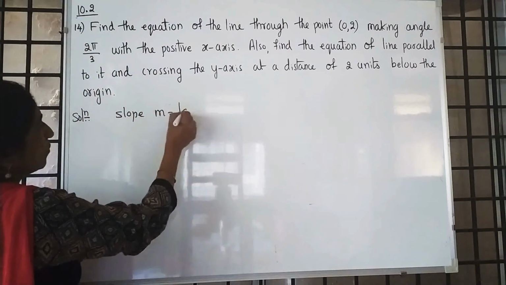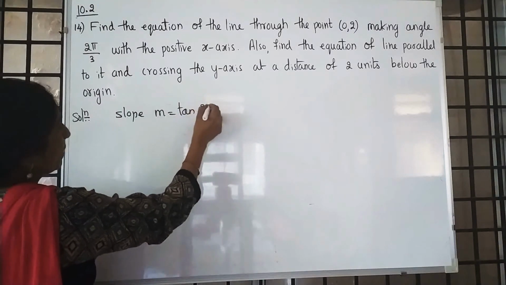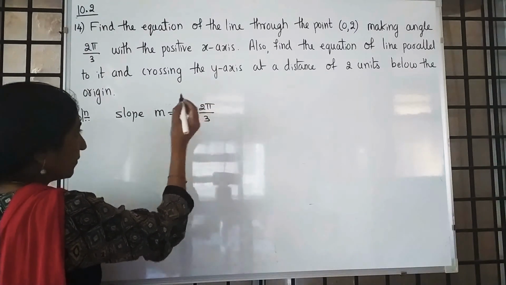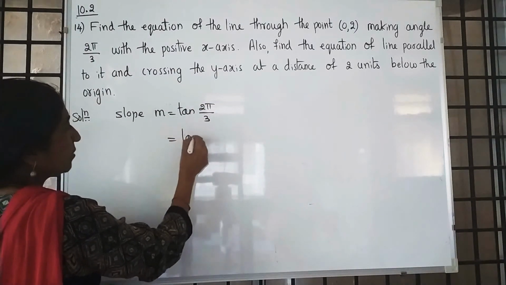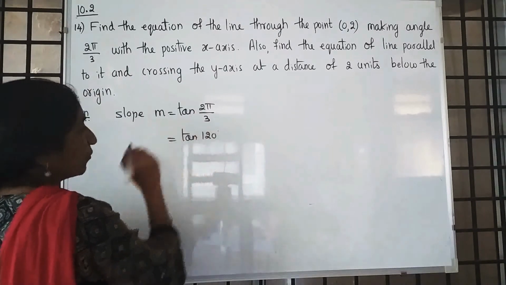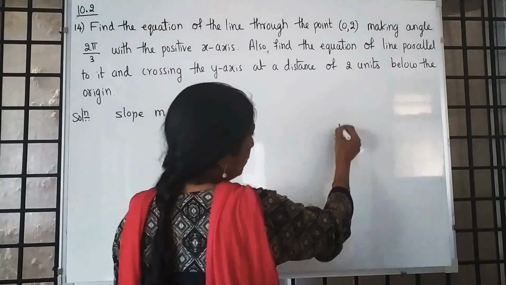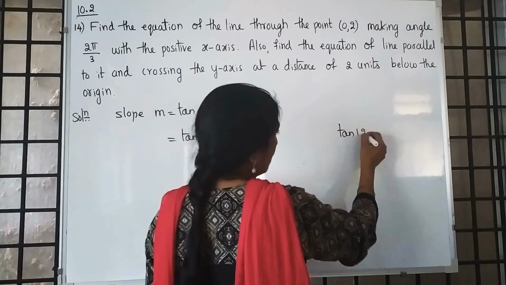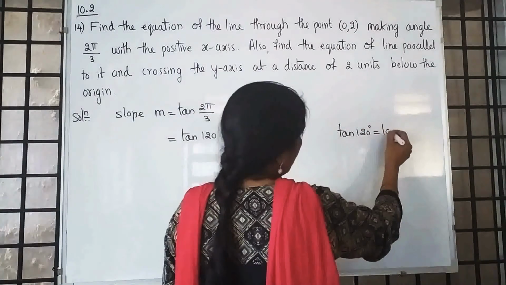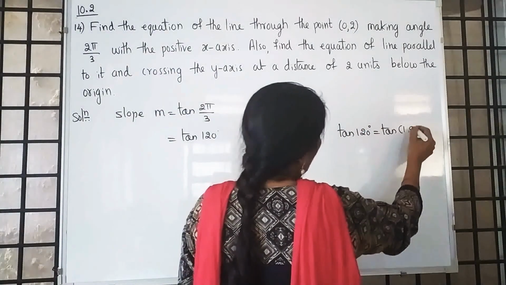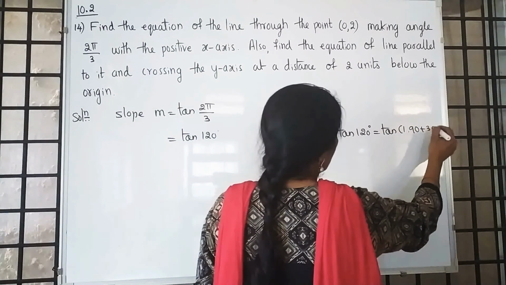Slope m is equal to tan 2 pi by 3, because already you are familiar. 2 pi by 3 is 120 degrees. Are you familiar? Remember the allied angles? How do you split tan 120? Yes. Tan 120 degrees, tan of 1 into 90 plus 30.